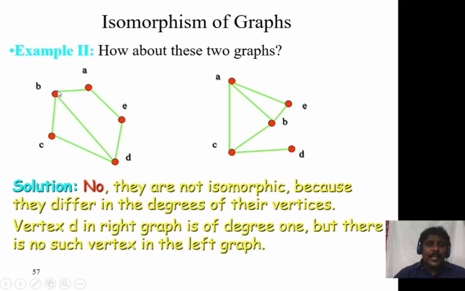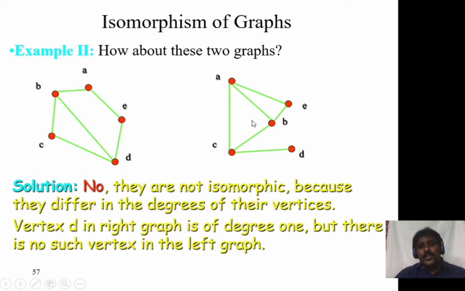If we take the degree, suppose I want the degree of A. The degree of A is 1, 2. Degree of A is 2. What is the degree of B? Degree of B is 1, 2, 3. What is the degree of C? 1, 2. Degree of C is 2. What is the degree of D? 1, 2, 3. What is the degree of E? 1, 2. So I will write the degrees.